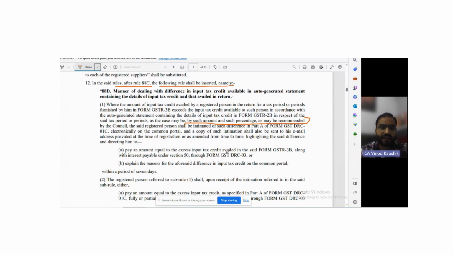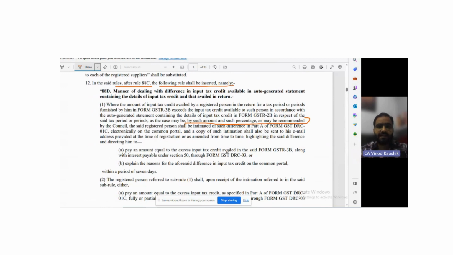As on date, we don't have the percentage or the amount which has been recommended by the council. Suppose the percentage is 10%, it can be 20%. In those cases, DRC-1C Part A shall be generated.